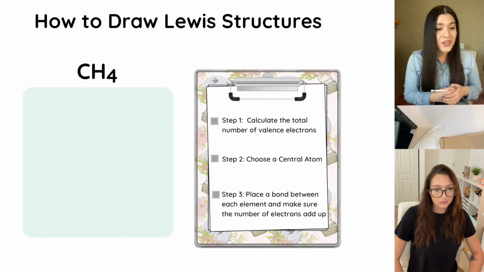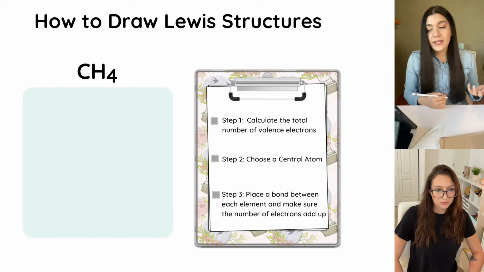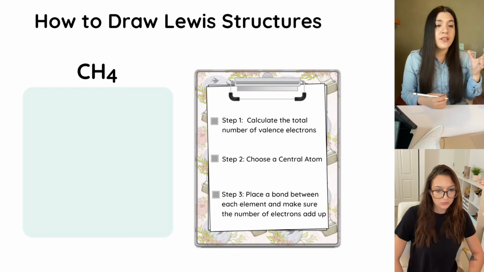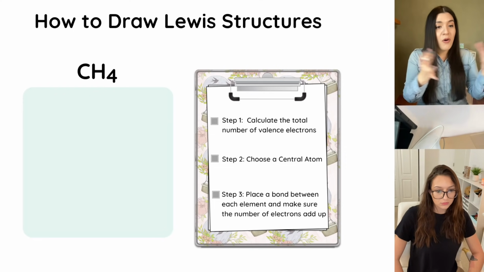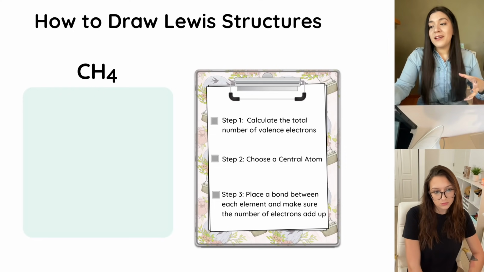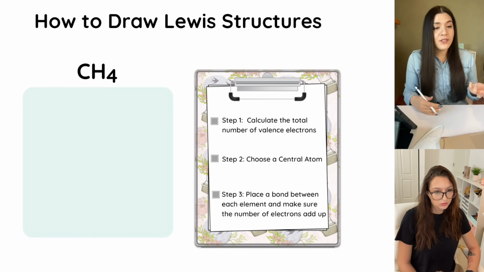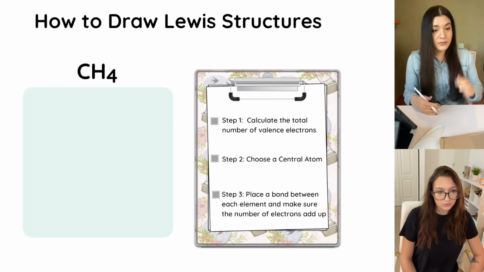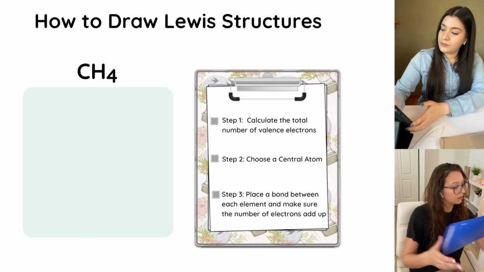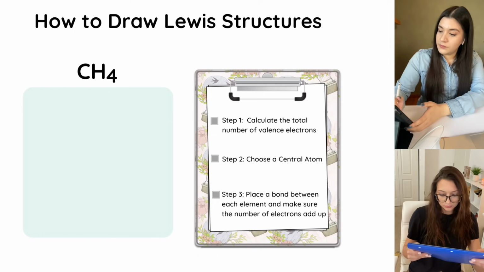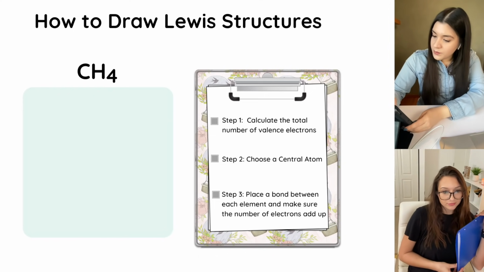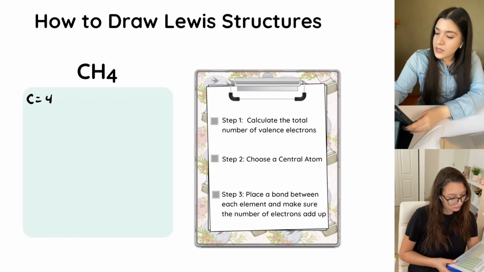Let's just start off with all the different steps of how to draw a Lewis structure. So first things first, we're going to have to know every single valence electron. So carbon has how many valence electrons, and then same with hydrogen. And then we're going to add all of that together. So kind of going back from memory, or you can look at your periodic table, how many valence electrons does carbon have? Carbon has 4. Cool. I'm going to write it up here. So carbon has 4. How many valence electrons does hydrogen have?